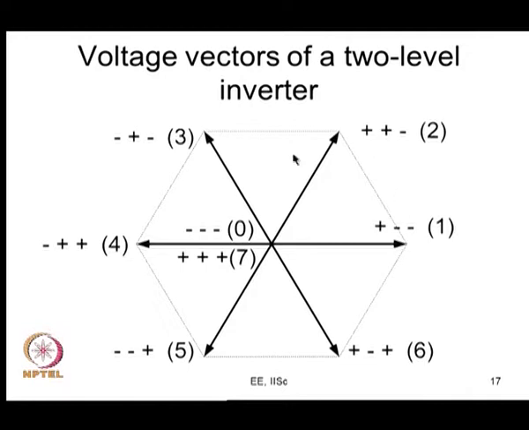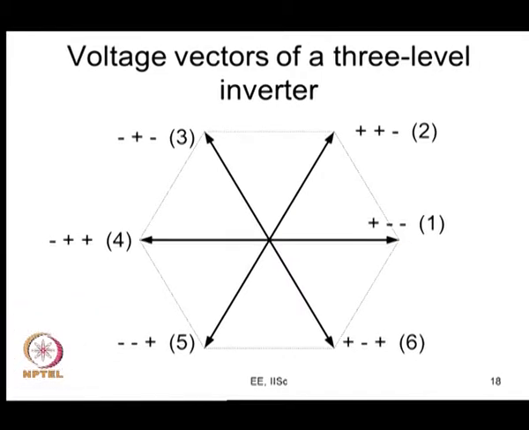So, you have these 6 active vectors, all of them are of length VDC, given our conventions, and the angle between them is 60 degrees. The way we arrived at these voltage vectors for the 2 level inverter, the same way we can arrive at the voltage vectors for the 3 level inverter, as we discussed yesterday, and which we can quickly do again today.